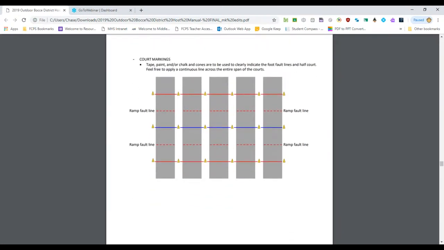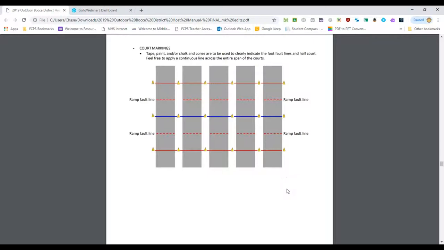Page 25 shows some court marking information for you. One thing to notice on here is that the triangles are your cones. It's very helpful for your courts to have cones. Definitely helps our visually impaired athletes be able to see the different boundary lines.